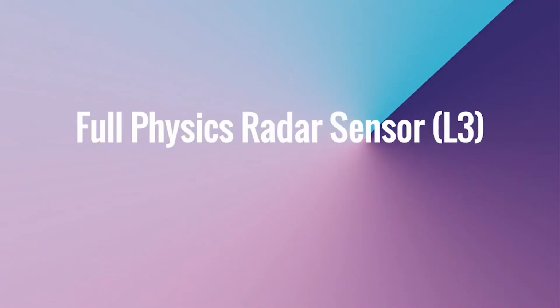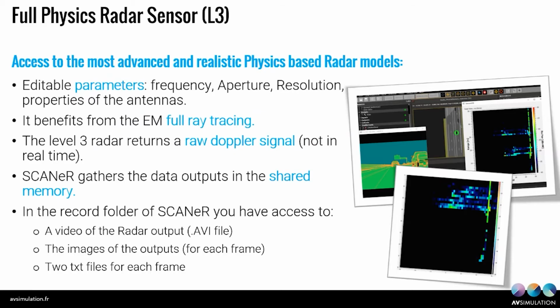So let's jump now to the radar. I'm not going to talk about the radar at level 2 first. I'm going to talk to you about the radar at level 3, and hopefully you will better understand the difference between the radar at level 2 and the radar at level 3. So, the full physics radar sensor at level 3.